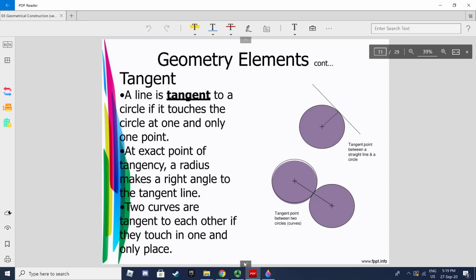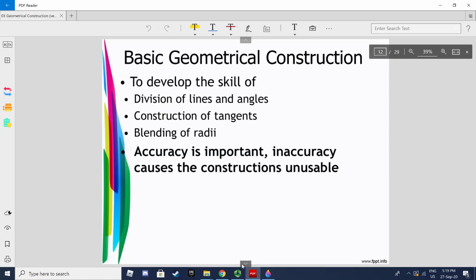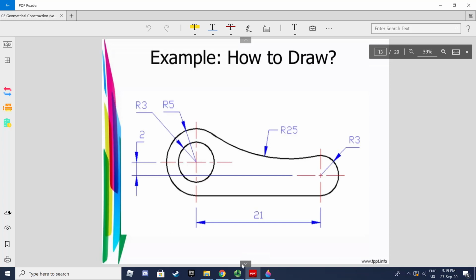And tangent is considered the point where it's touching the circumference of the circle. A line is tangent to a circle if it touches the circle at one point and only one point. And the exact point of tangency is a radius, which means it's at a right angle to the tangent line, and two curves are tangent to each other if they touch in one and only one place. And then this is basic geometrical construction.